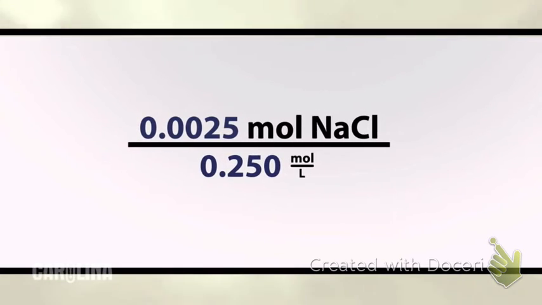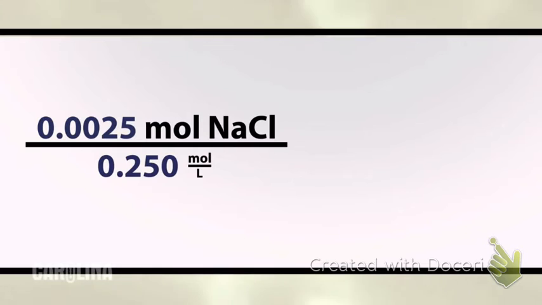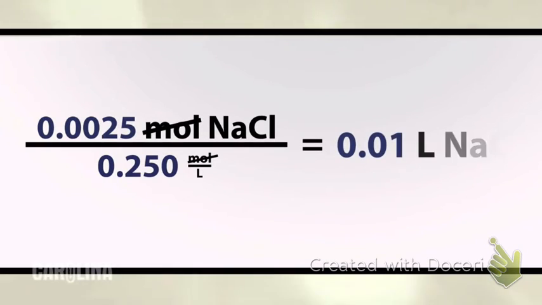He broke it down further than we need to, right? We just use C1V1 equals C2V2. In this case, 0.01 liters or 10 milliliters.